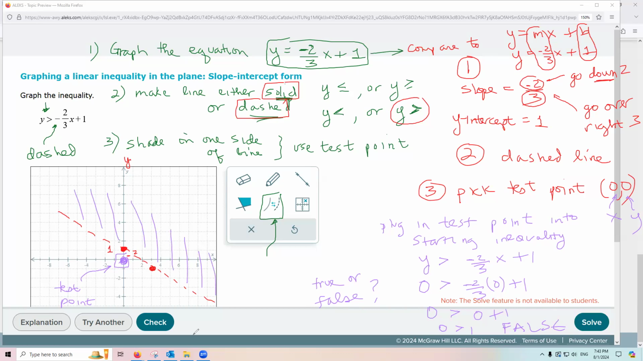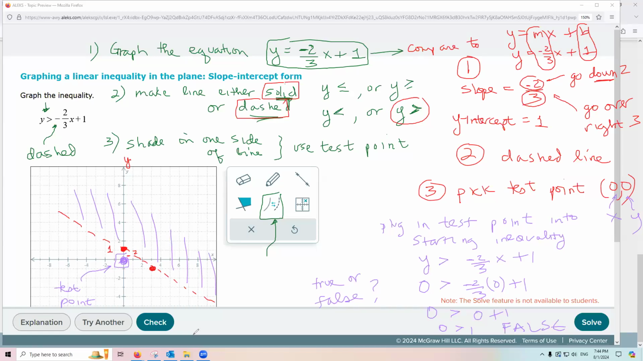Now, what if the test point generated a true inequality? Well, if it was true, I would be shading in the side of the line containing the test point. So in this example, if this inequality had been true, I'd be shading in the bottom, below that red dashed line.